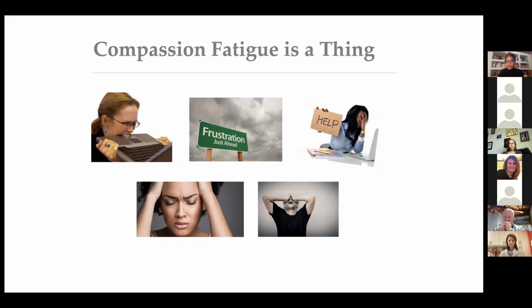Can anybody in the group tell me, in your opinion, what is compassion fatigue? If you've heard of that before, what do you think that is? Just unmute yourself and weigh in. What is compassion fatigue? Any thoughts?